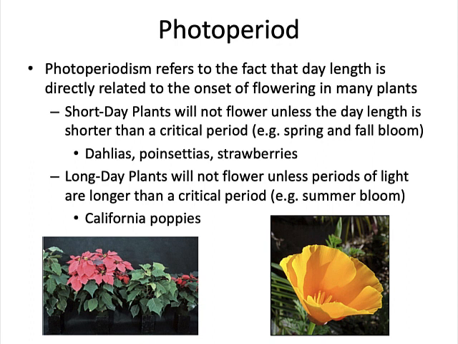Short day plants will not flower unless the day length is shorter than a critical period. For example, we'll see this in species that do a spring or a fall bloom. Examples include dahlias, poinsettias, and strawberries. Long day plants, on the other hand, will not flower unless periods of light are longer than a critical period. For example, summer blooming species. An example is California poppies.